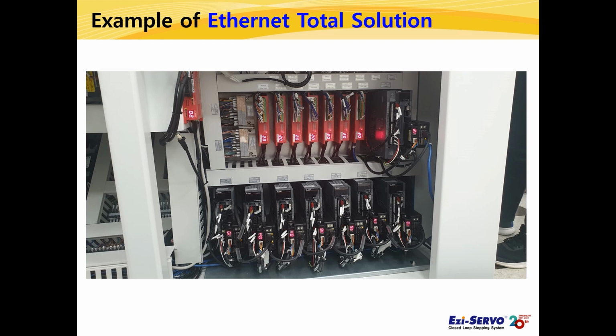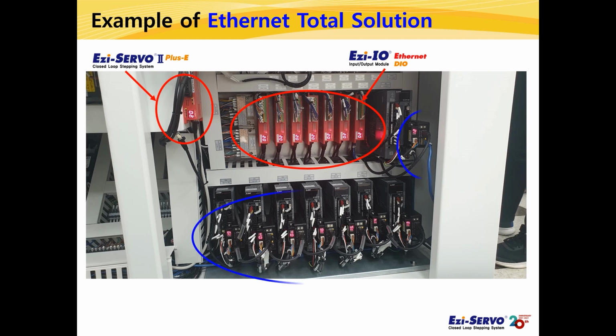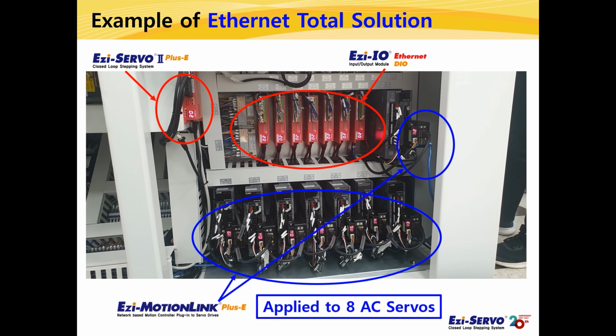This example applied the total solution concept that stepping motor, Ezi-SERVO motor, and digital I/O module can be controlled with one Ethernet port, without a separate motion controller. FASTECH's Ezi-SERVO 2+E, which is stepping motor, Ezi-IO Ethernet DIO, which is digital I/O module, and Ezi-SERVO are applied to this machine. As you can see, Ezi-MOTIONLINK, which is a 1-axis motion controller for Ezi-SERVO drive, is directly connected to a total of 8 axes of Ezi-SERVOs.